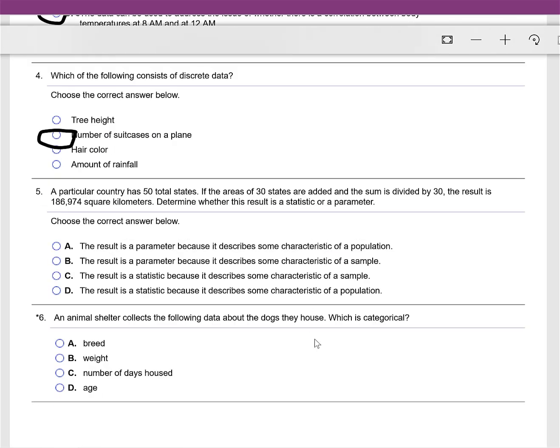A particular country has 50 total states. If the areas of 30 states are added and the sum is divided by 30, the result is, I'll let you read that number. Is this a parameter or a statistic? They've taken a sample of the 50 states, so it's going to be a statistic because it's a characteristic of a sample. If they had measured the area of all the states, it would have been a parameter.